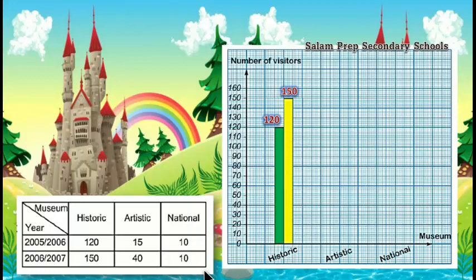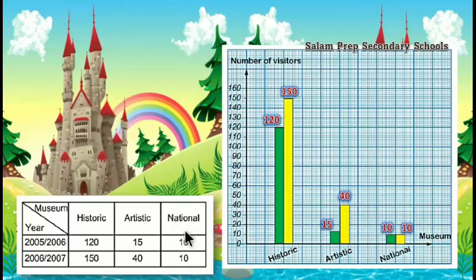Now we will represent artistic. The first bar with green color at number of visitors 15. So we will go up until reach 15. Please take care. We will put 15 at the half between 10 and 20. Okay? The second bar with yellow color, it's number 40 visitors. So go up until reach 40.